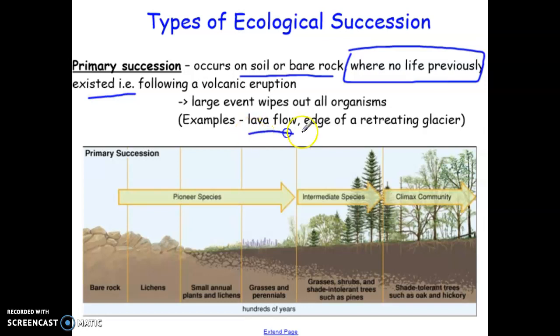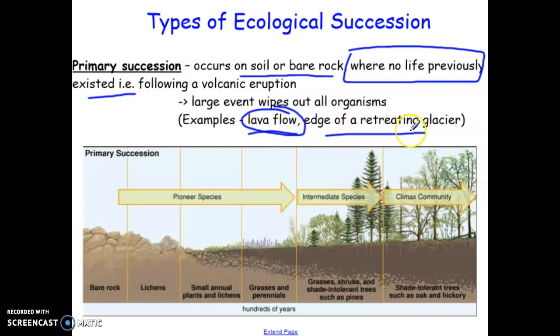Here are some examples. There's not a ton of examples that will cause primary succession. One could be a volcano that erupts and lava flows out of it and goes over an ecosystem. Lava, when it cools down, is essentially rock, a liquid rock. So if there's a huge eruption and the lava spills over the volcano onto different ecosystems, the only thing you're left with is rock.